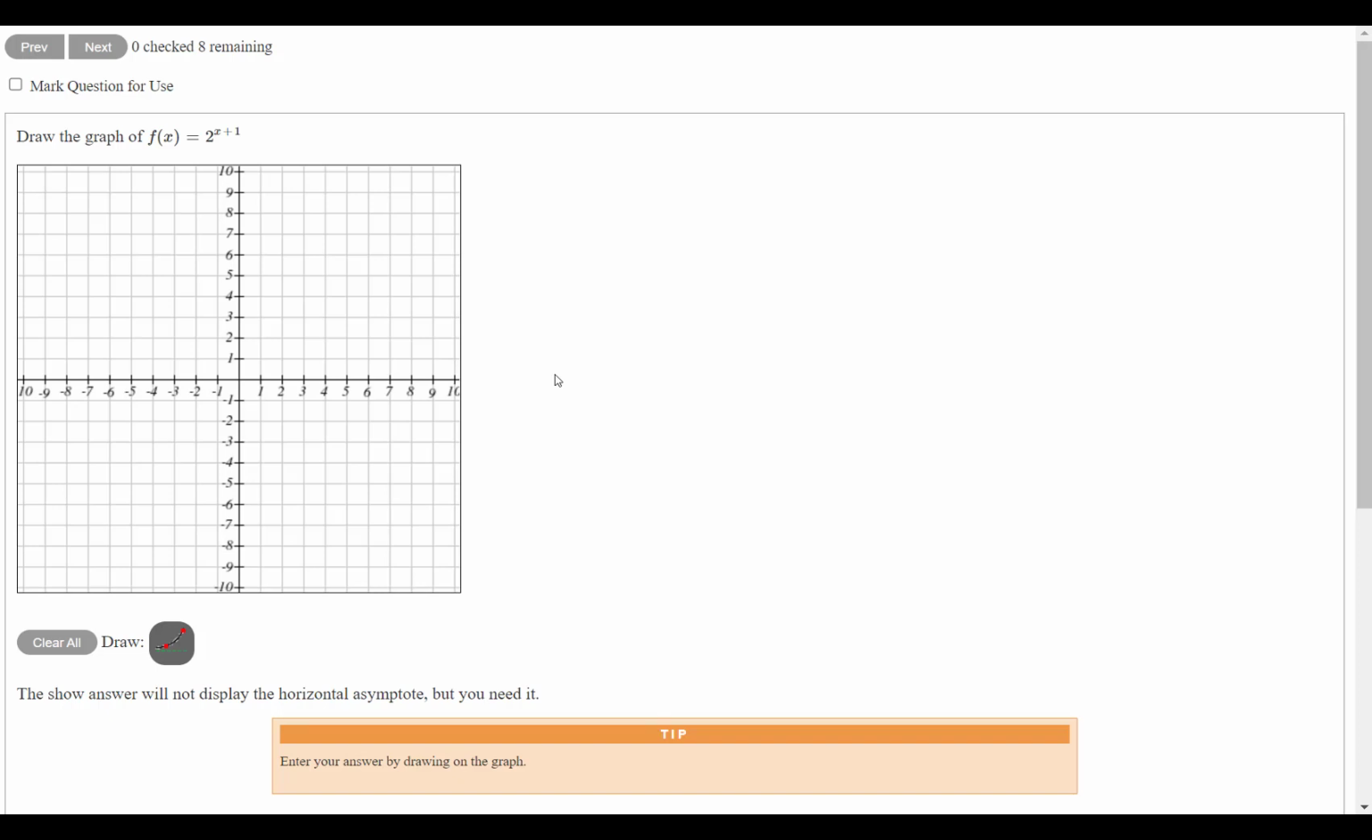Draw the graph of f of x equals 2 to the x plus 1. So we're drawing the graph of an exponential function, and exponential functions could have different changes to them. They could have horizontal or vertical shifts, or they could have reflections possibly. So the easiest thing to begin with is always the vertical shift.